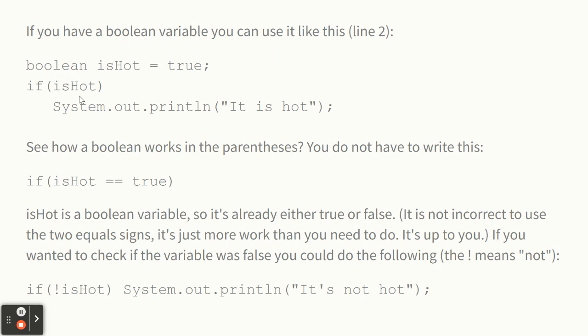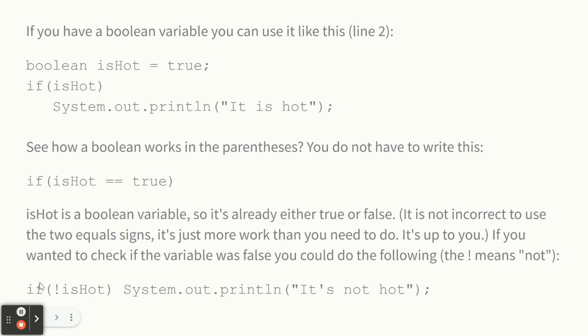So you don't have to say if is hot equal true. And in fact, it's better code to just say if is hot, because it shows that you know that it's a Boolean and you don't have to say equal true. I mean, I'm not going to judge you, but why write more stuff if you don't have to? It's the same as saying if is hot equals true, but it's simpler because you know it's a Boolean variable. You don't have to say it like that.